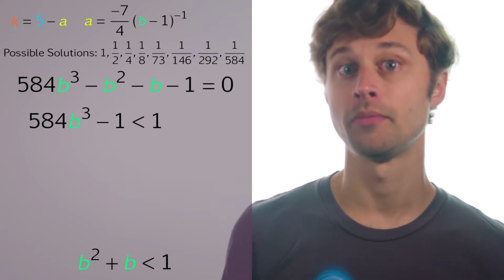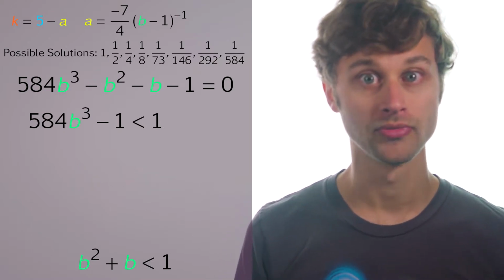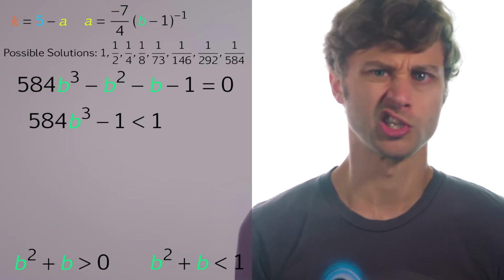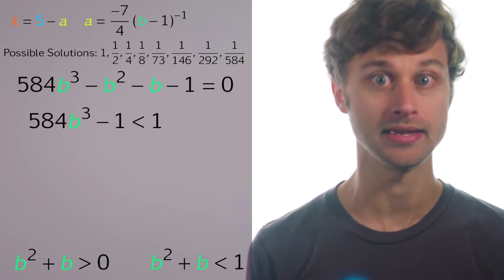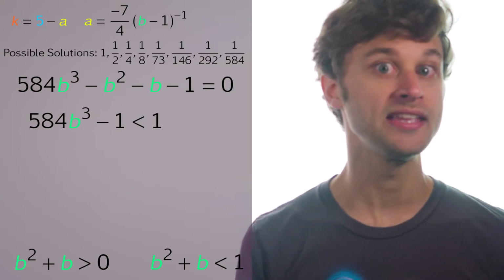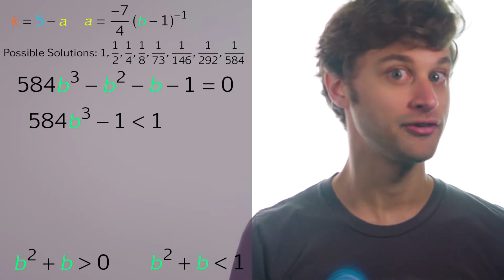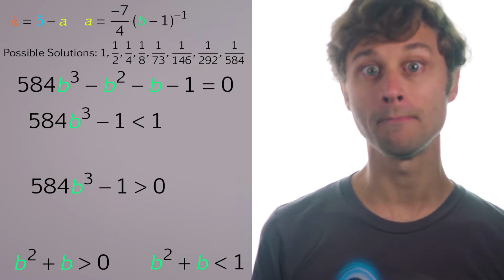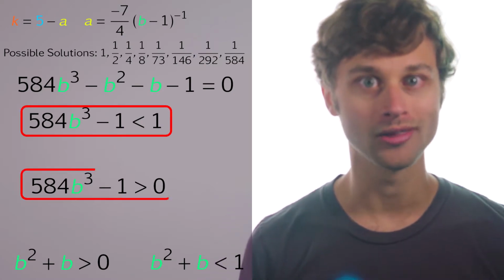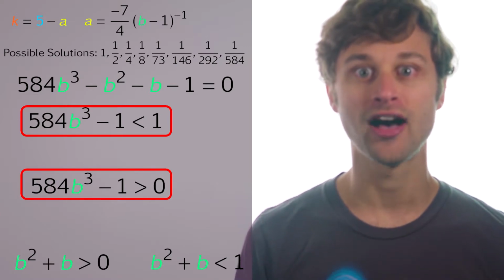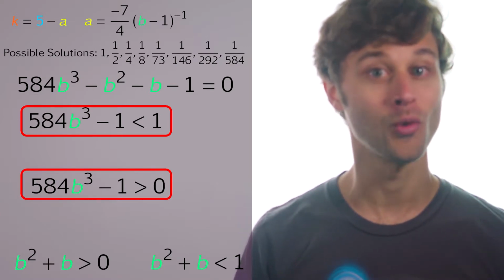But remember our stipulation about b, that b must be greater than 0. So b squared plus b must also be greater than 0 because b squared is going to be positive and b is also going to be positive. So that means that furthermore, 584b cubed minus 1 must also be greater than 0. So we now have these two inequalities which we can solve and find upper and lower bounds for what b must be.